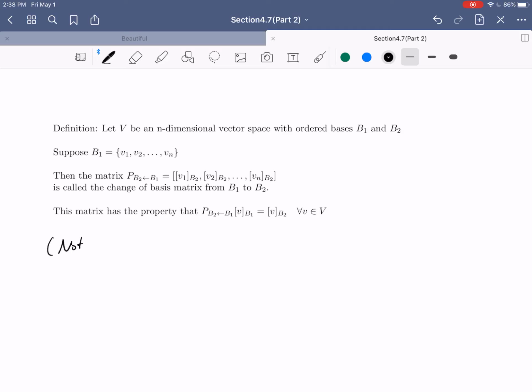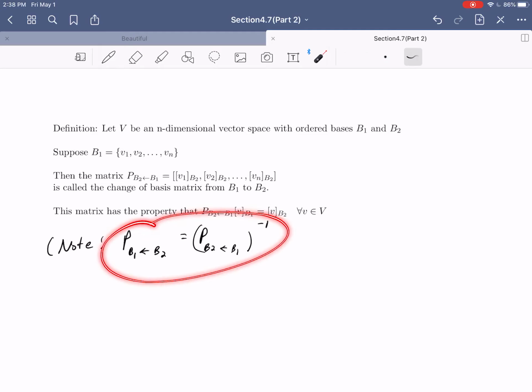One note that should make sense, and your textbook proves this, but it's interesting: if you were to build the change of basis matrix that goes from B2 back to B1, this will actually turn out to be the inverse of the original change of basis matrix. And that should make sense, right? If you want to go the opposite direction, if you want to start from B2 and work your way back to B1, then you just need to use the inverse of the matrix that we're going to learn how to build. So that's an interesting fact, and it tells you that moving between bases really acts the way that you would expect.